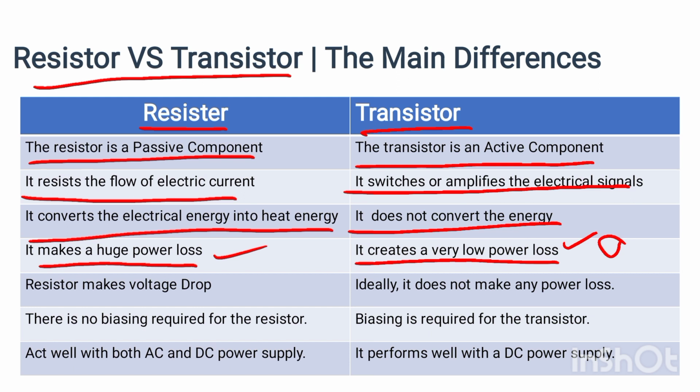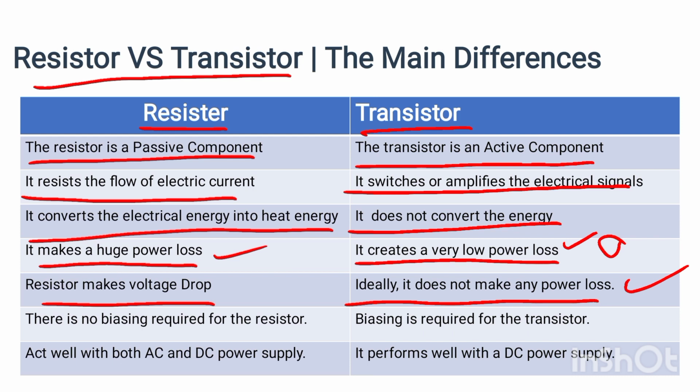The next point is that a resistor makes a voltage drop. I already told you every resistor has its own voltage drop according to the value of its resistance. It drops the voltage across the terminals of the resistor. We know a transistor does not have any voltage drop or current drop, which means here we don't have any power loss.